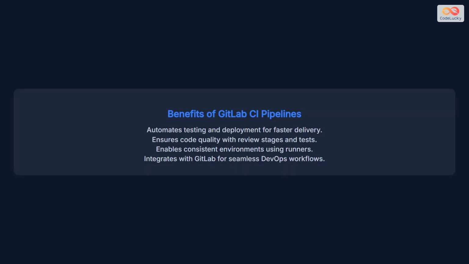Using GitLab CI pipelines automates the testing and deployment process, which speeds up the delivery of software. It ensures high code quality by running tests and review stages before deployment. The pipeline uses runners to create consistent environments, reducing errors caused by differences between developer machines and production. Because GitLab CI is integrated with the GitLab platform, it provides a seamless DevOps workflow that connects coding, testing, and deployment in a single system.